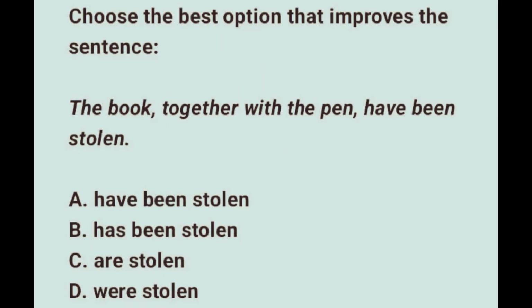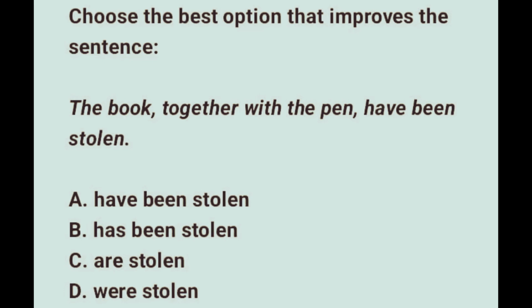Question 10 is on sentence improvement. The question says, choose the best option that improves the sentence. The book, together with the pen, have been stolen. Option A, have been stolen. Option B, has been stolen. Option C, are stolen. And option D, were stolen. The correct option there is option B. That's the answer. Has been stolen.